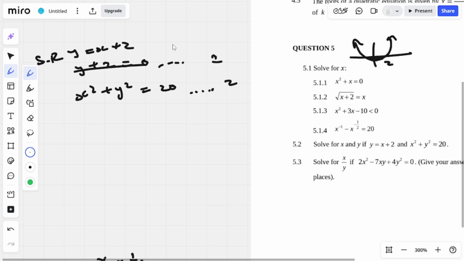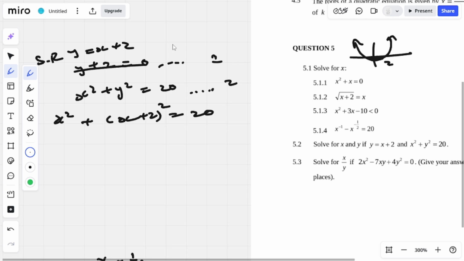Which you're going to put in terms of x or y. Now in this case, they've already done it for us, so we can take y is equal to x plus 2 in order for us to substitute y into x squared plus y squared is equal to 20. So then we're going to do x squared plus (x plus 2) squared, which is equal to 20.